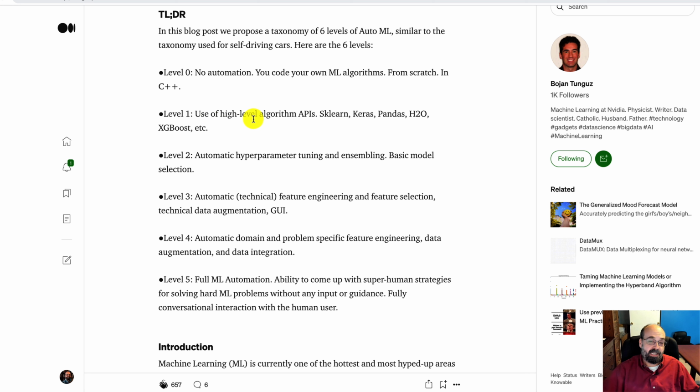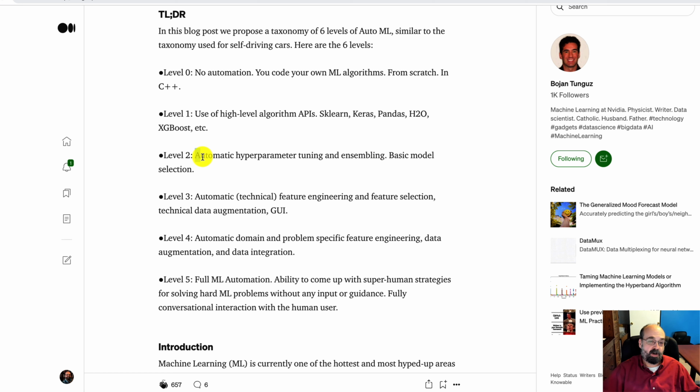Level one, use of high-level APIs: sklearn, Keras, pandas, H2O. So think about it. By using Keras, by using these others, you are basically able to have some degree of AutoML. It's kind of like the cars. They started having anti-lock brakes. Now they can even parallel park. What Bojan is saying here is basically you're able to use one of these algorithms already pre-built for you, and you're at the first level. Although for those of you who follow Bojan's writing, I'm surprised he doesn't list just XGBoost. He's famous for the hashtag XGBoost is all you need, especially for tabular data.